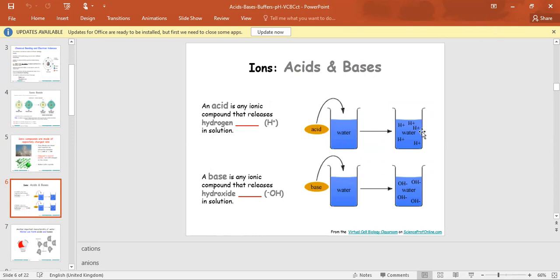Acid in water releases hydrogen ions in solution. A base is an ionic compound that releases hydroxide in solution. Base in water, and the result is water and hydroxide solution.